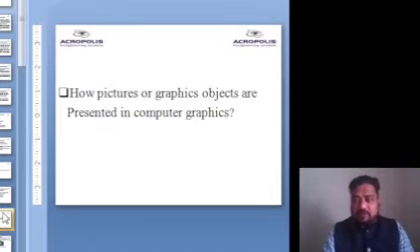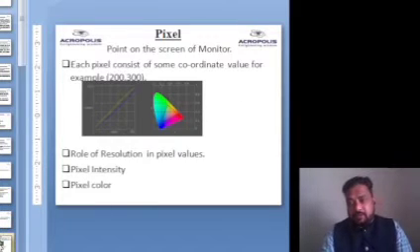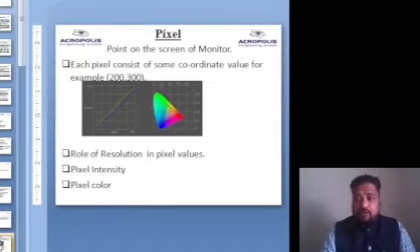How are pictures or graphics objects presented in computer graphics? Means how will a picture or object be displayed on the screen of the monitor? For understanding this, we need to first understand pixels. What are pixels? First, we need to understand that our screen is a combination of small points, and every pixel has a unique coordinate value.